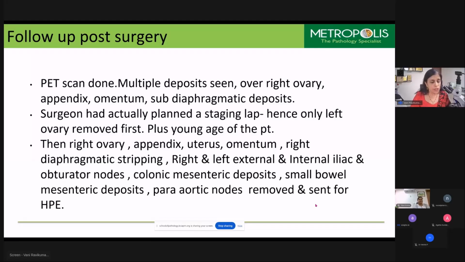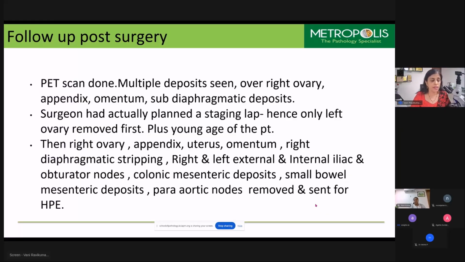Meanwhile, the clinician, the surgeon, calls up and says, after your report, we have done a PET scan and we saw the report saying there were multiple deposits over both the ovaries, appendix, omentum, subdiaphragmatic, everywhere there were deposits. And the young age of the patient, she's hardly 34, and we wanted to conserve the ovary. We wanted to do a staging laparotomy and plan the final surgery because it was extensive spread. So we want a working diagnosis. That was what the surgeon said, and he had sent us only the left ovary, which was removed first.